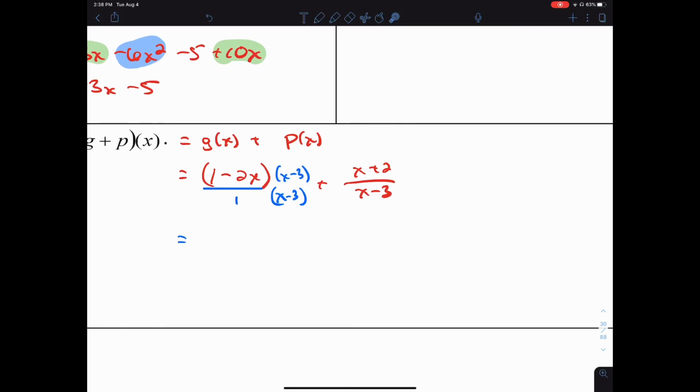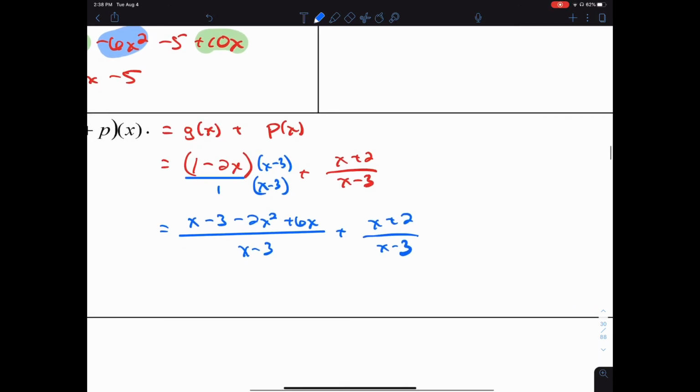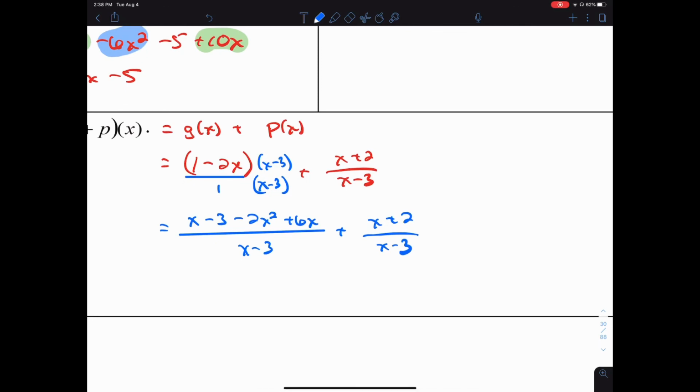So my numerator, if I multiply this stuff together, I'm going to get 1 times x is x, 1 times minus 3 is a minus 3. Negative 2x times x is negative 2x squared. Negative 2x times a minus 3 is a plus 6x. Since we have common denominators, we can put these fellas together.